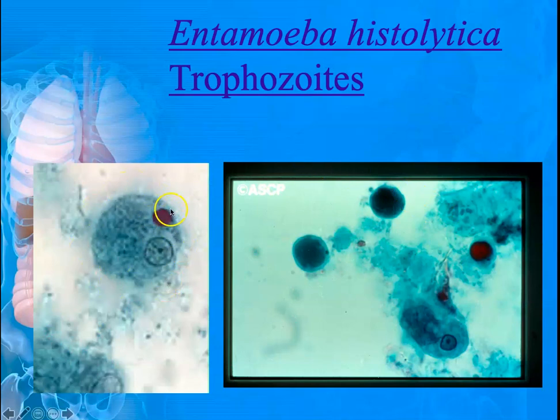This is an ingested RBC. This is erythrophagocytosis. This would be diagnostic. If you saw this on the slide, you would be able to call this Entamoeba histolytica. That in combination with that perfect bullseye nucleus. Here it is again, evenly distributed peripheral chromatin and a centrally located karyosome.